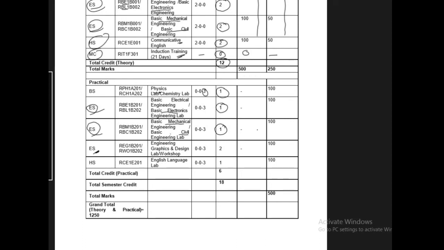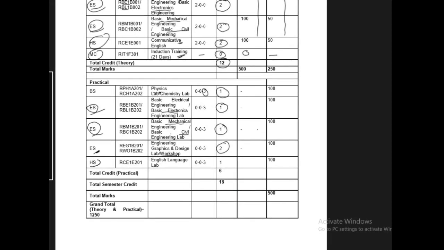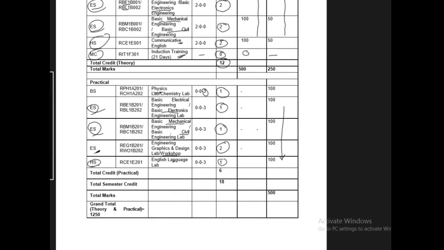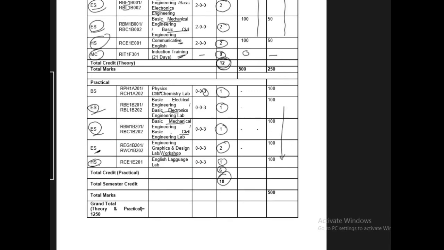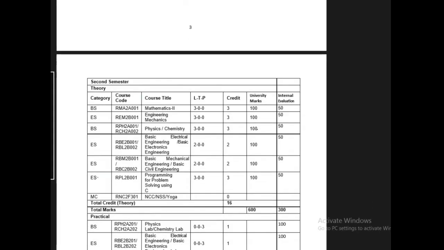Here is another one: engineering drawing and workshop, which you will find in every college. Here look, the credit point is 2, so you have to give more emphasis on this one. And the humanities course English language lab has credit 1. You don't have any semester exam, you only have the internal evaluation, which is of 100 marks. So the total practical credit is 6, theory was 12, so it makes 18 credits. Now we'll move to the second semester.